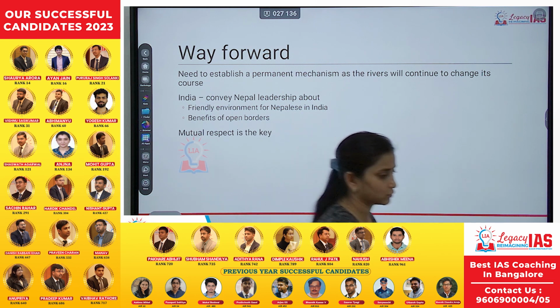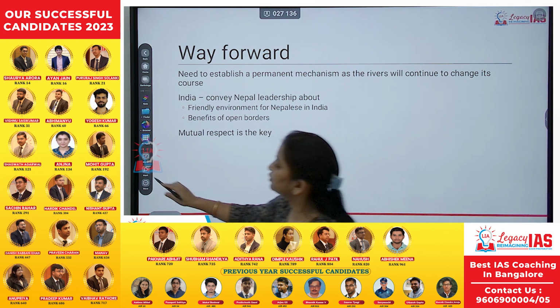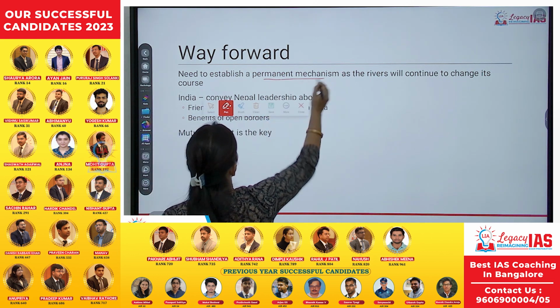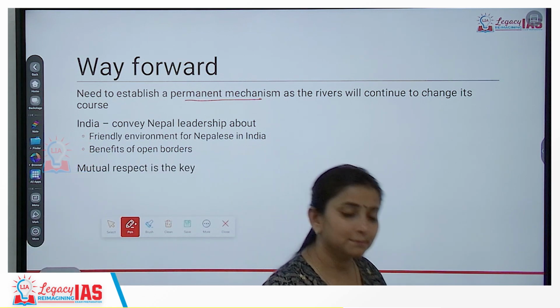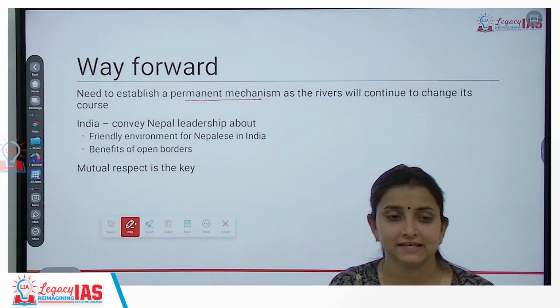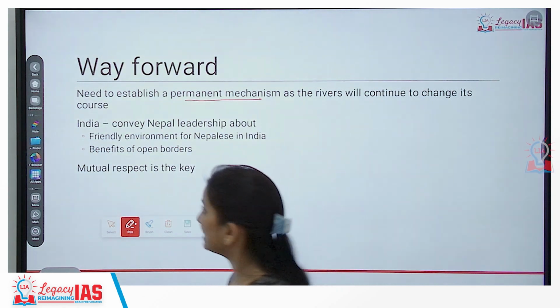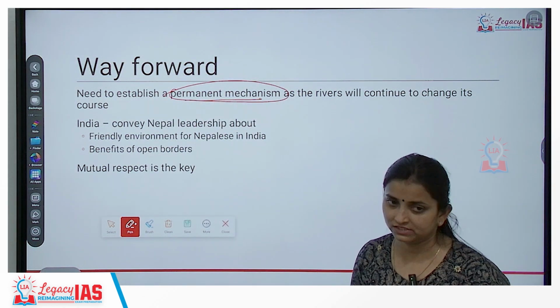But what is the way forward? What should be the solution? First major solution can be that we need to have a permanent body to resolve these problems. Permanent mechanisms, as we know that Himalayan rivers have a huge amount of water plus the sediments carried by it. So this will keep taking place, the river will continue to change its course. Okay? So we should be prepared for this and should have a permanent mechanism to resolve all such controversies.